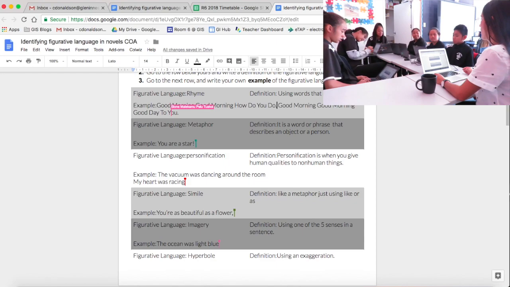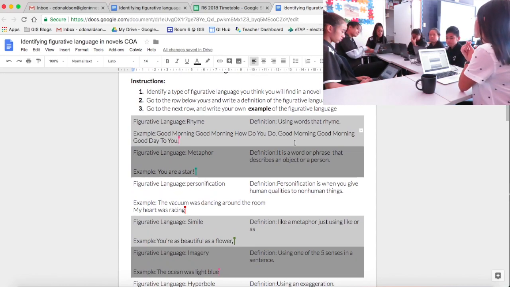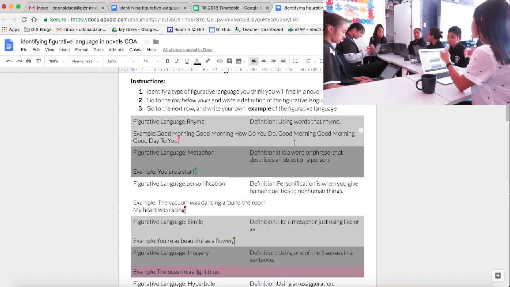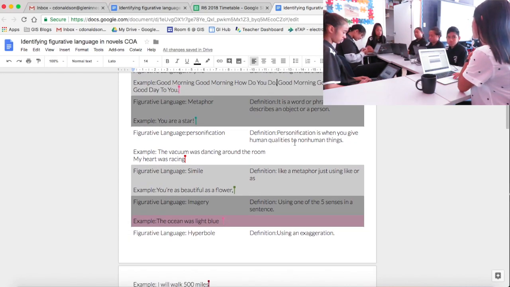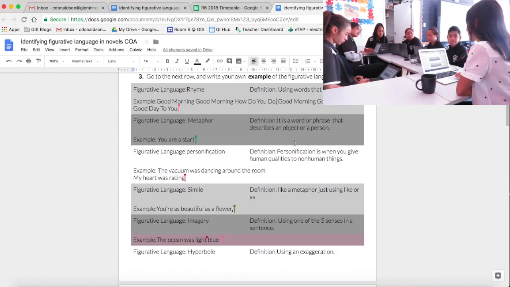Alrighty. So, have a look at these different examples we've got. We have created a success criteria because we've been able to identify different types of figurative language and we know what they mean. We know the definition and we know examples. So when we're identifying it in the story in a moment, these are the types of things you're going to look for. You're going to see if you can find rhyme, metaphor, personification, simile, imagery, and hyperbole. There might even be other types of figurative language that you might not have written down, like alliteration, assonance. So we're going to go through some of the examples.